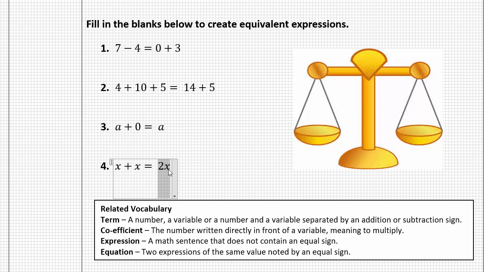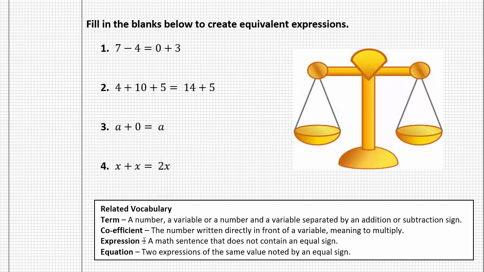Since we're talking about 2x, let's talk about coefficients. A coefficient is the number written directly in front of a variable, meaning to multiply. So in this example again, 2x is one term, and 2 is the coefficient, because it is the number in front of the variable, and it would mean 2 times the variable x.